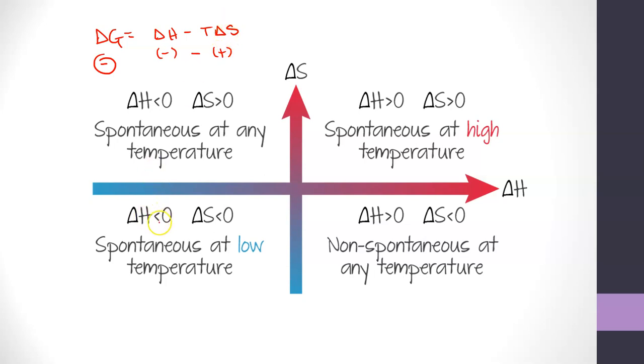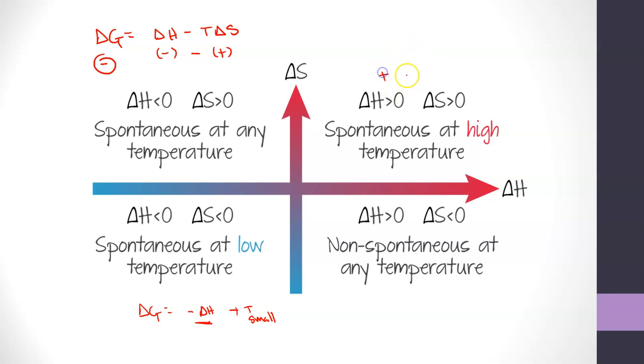Delta H being less than 0, delta S being less than 0, it will be spontaneous at low temperatures. So if delta G needs to be negative, and I have a negative delta H, I'm going to be subtracting a negative delta S, but as long as T is small, then I shouldn't add a value high enough to make this positive, so delta G should stay negative.